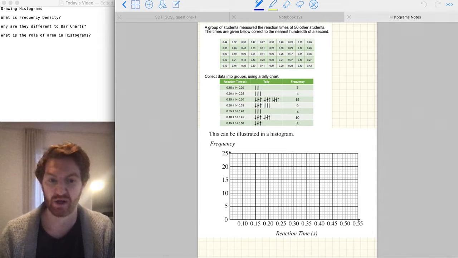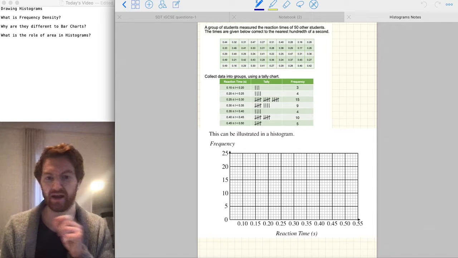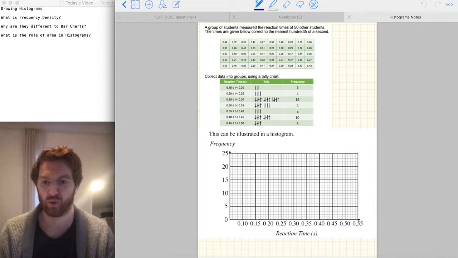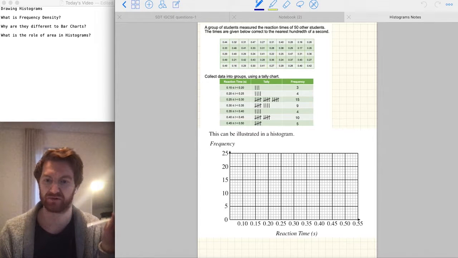Now, because all of my groups are the same size, and this is really important, when they're all the same size groups, they're all 5 wide, we don't need to worry about what we call frequency density. We can just plot them all as how many there are, because all the groups are the same size. When it's not, we'll see in a second, you have to do something different.